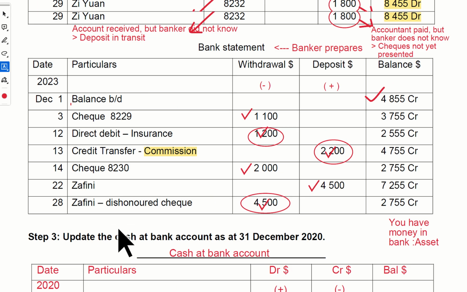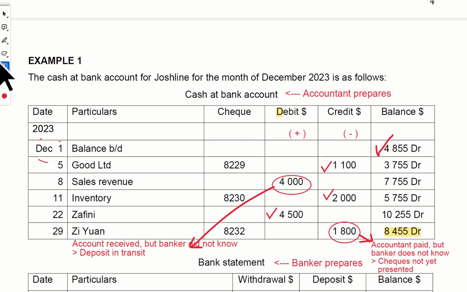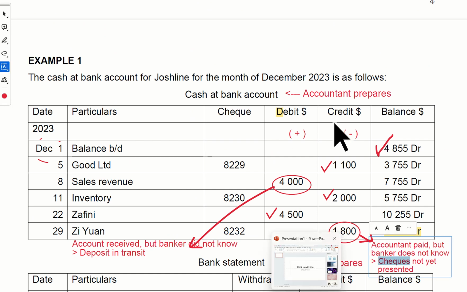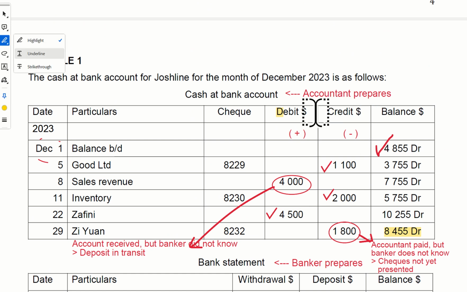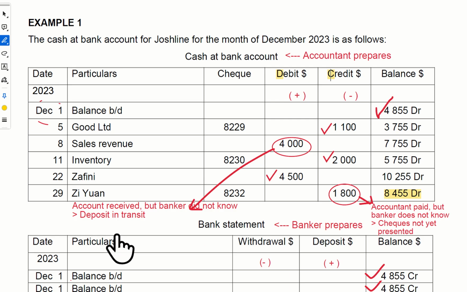Checks not yet presented is easy to remember because check starts with a C, and it appears in the credit column. C also starts with the letter C. So deposit in transit starts with D and appears in the debit column. Check not yet presented starts with C and appears in the credit column. And this amount, 1800, is from Ziyuan.